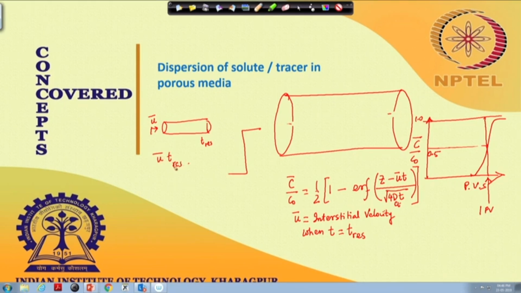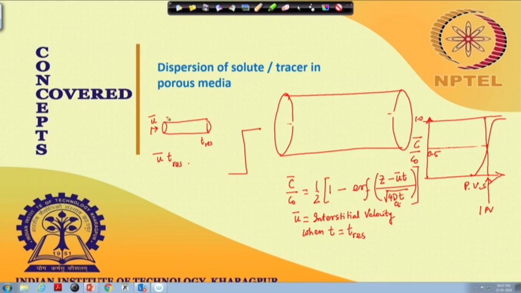What does this give? First of all, unit wise I can see U bar is meter per second and t res is second. So meter per second into second, they will cancel out, so this has a unit of meter. U bar is the velocity, that means it is the distance this fluid front travels, the center point of the fluid front, or in an average sense the distance the fluid front travels over a time of 1 second.